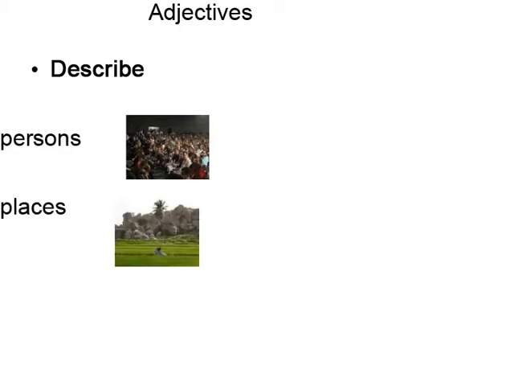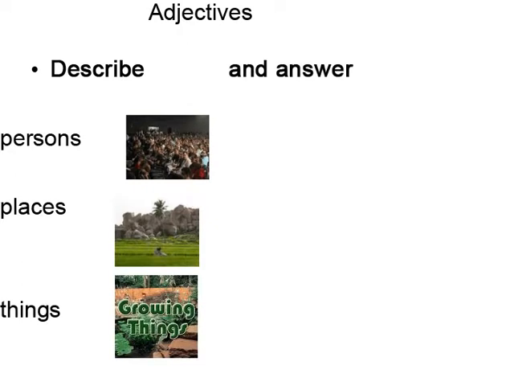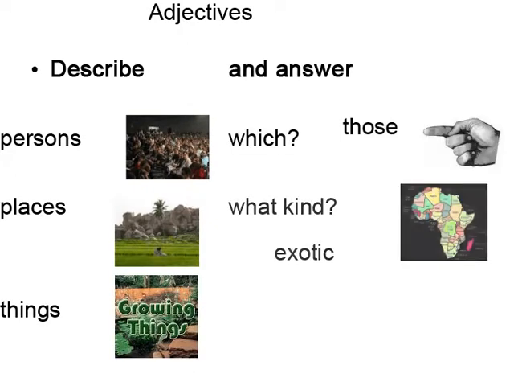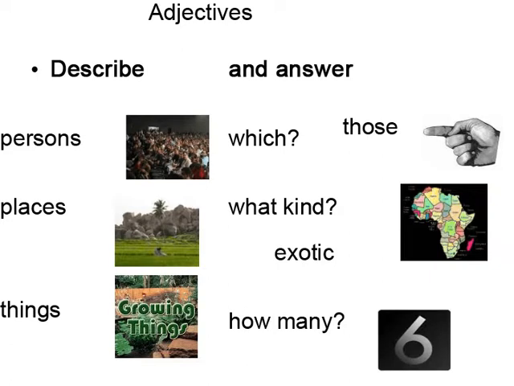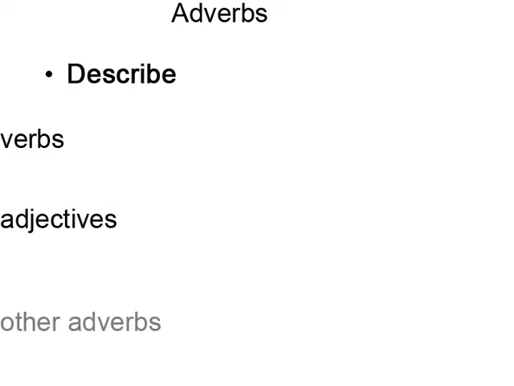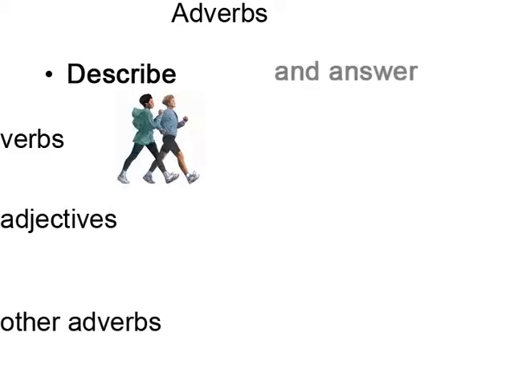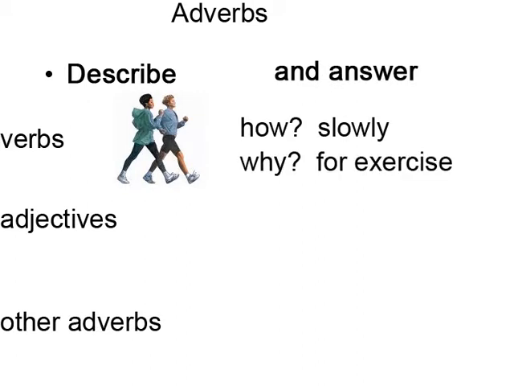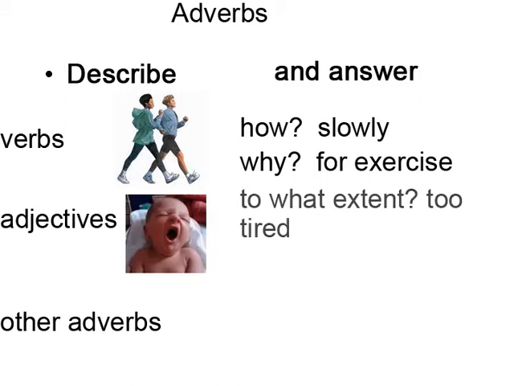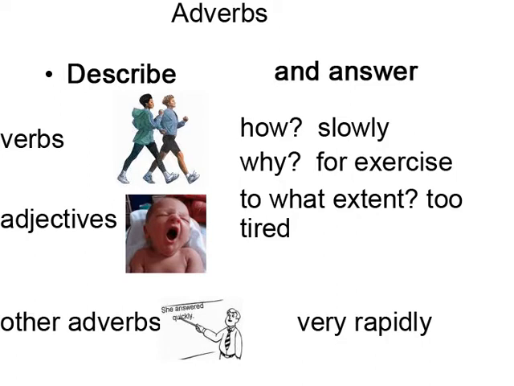People sometimes confuse adjectives with adverbs. Adjectives describe persons, places, and things, and answer the questions which, what kind, how many. Adverbs describe verbs, adjectives, or other adverbs, such as walking slowly, answering how, or for exercise telling why. The baby was too tired to eat, or the professor wrote very rapidly, telling to what extent.